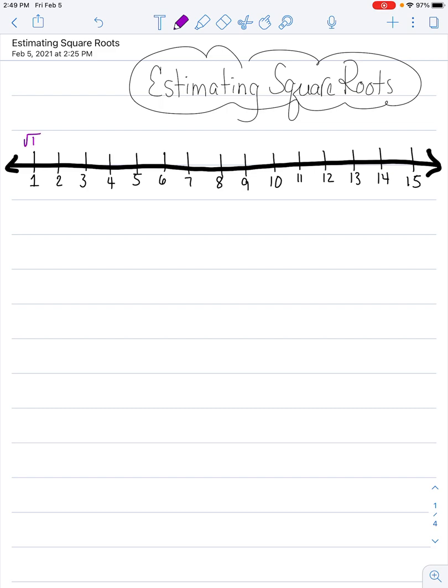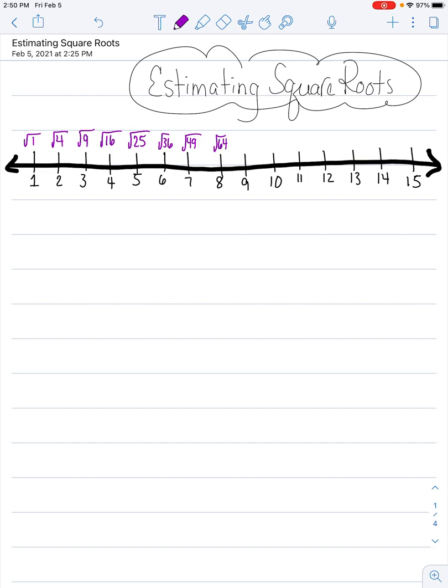Above the 1, I'm going to put square root of 1. 2 squared is 4, so the square root of 4 is 2. See that? So these numbers can represent square roots as well. 3 squared is 9, so the square root of 9 is 3. 4 squared is 16, and this is just a review, so the square root of 16 is 4. 5 squared is 25, so the square root of 25 is 5. So next would be square root of 36. 7 squared is 49. So the square root of 49 is 7.